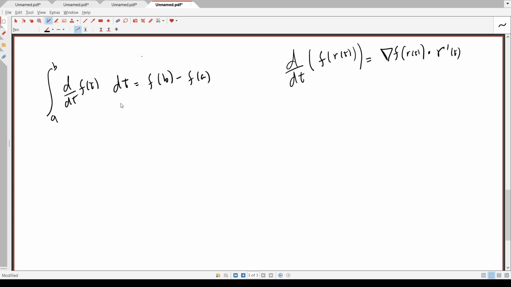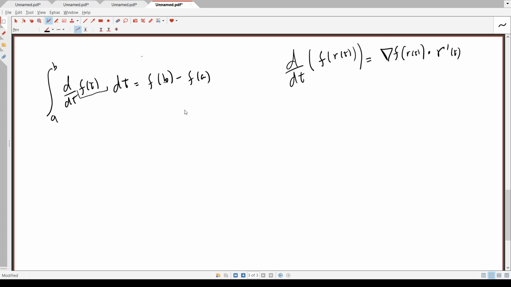Okay, so here, if I can write this as a derivative of something with respect to t, and then I integrate with respect to t, I can evaluate this integral very quickly by just plugging in the endpoints. So if I can write it as a derivative, integrating becomes very easy. Integrating a derivative is quite simple.